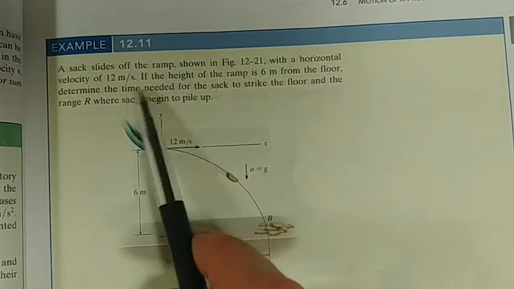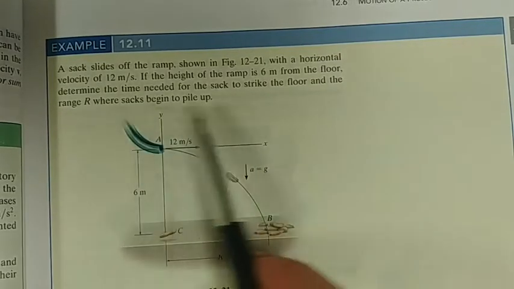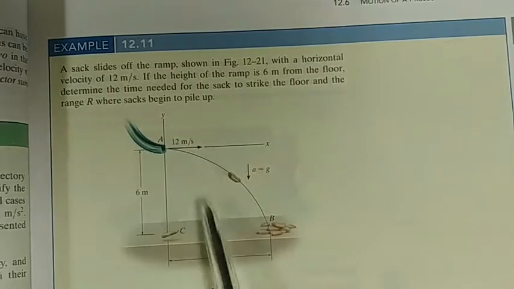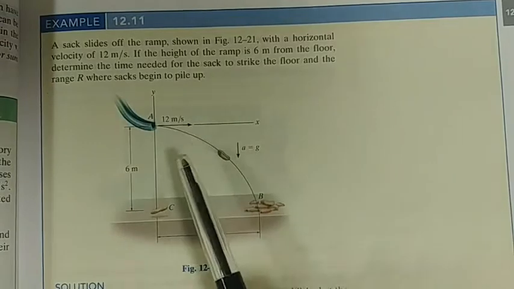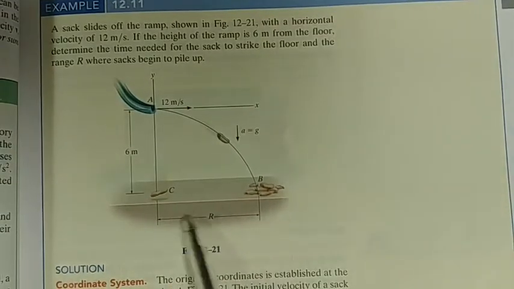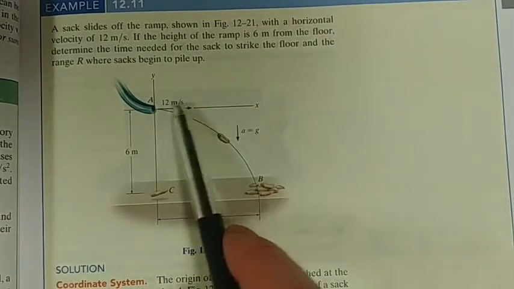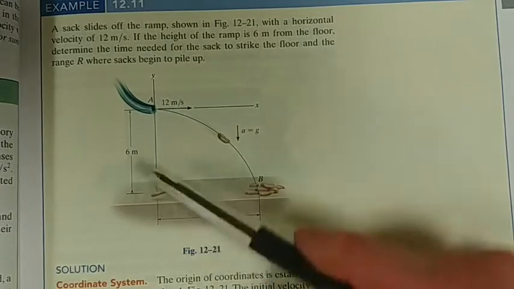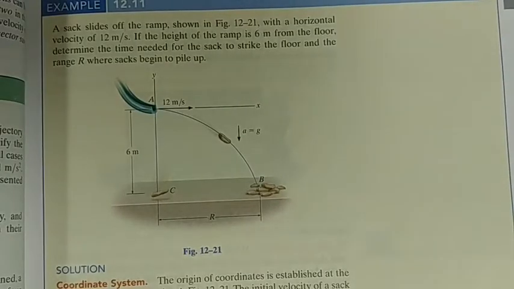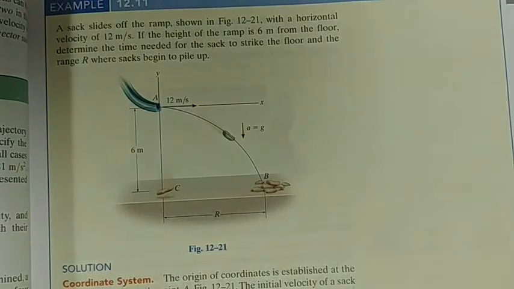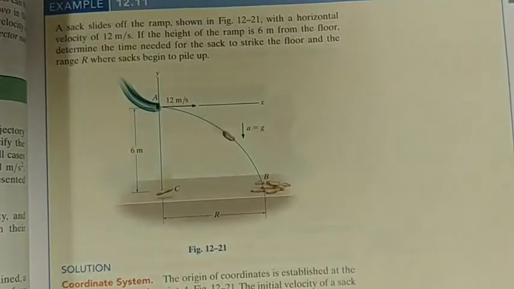Okay, so we want time, and we're looking for the range, the range where the sacks begin to pile up. What is range? That's horizontal information. So I've got some horizontal information, I've got some vertical information, and we are looking for time. So in a very rapid way, write down your information.